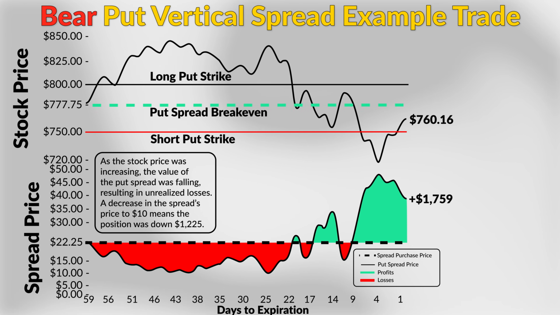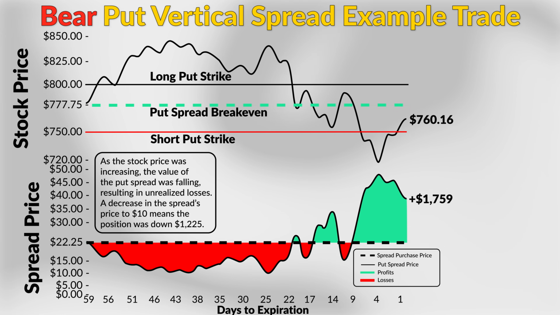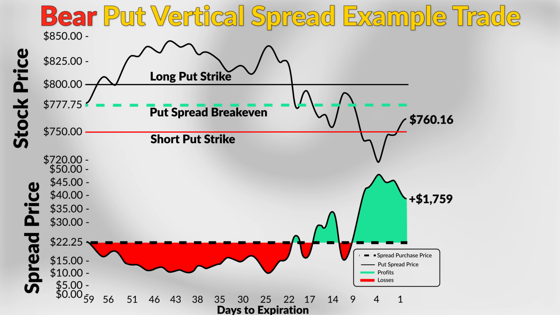As luck would have it, the stock rally did not last long, and the share price plummeted over the remainder of the trade. And we can see that at 14 days to expiration, the stock price was just above $750, meaning the 800-750 put spread was almost fully in the money. The spread's price at that moment was around $34, or a value of $3,400.